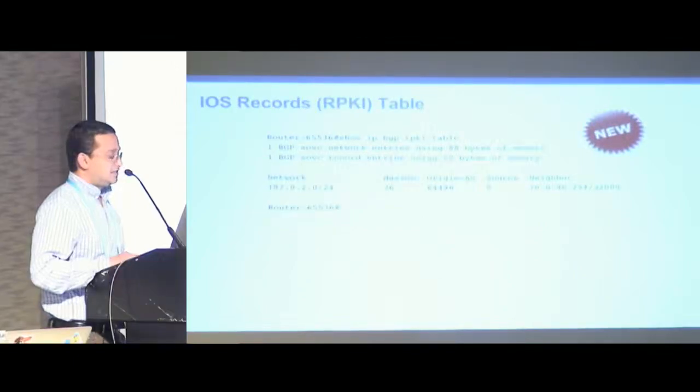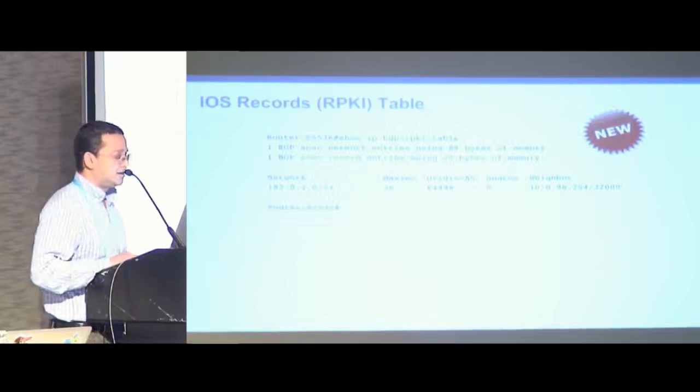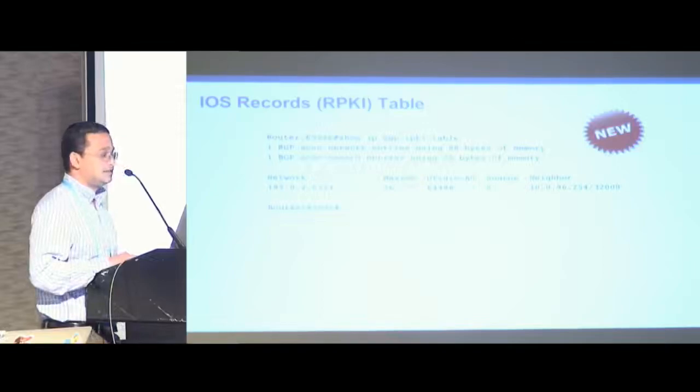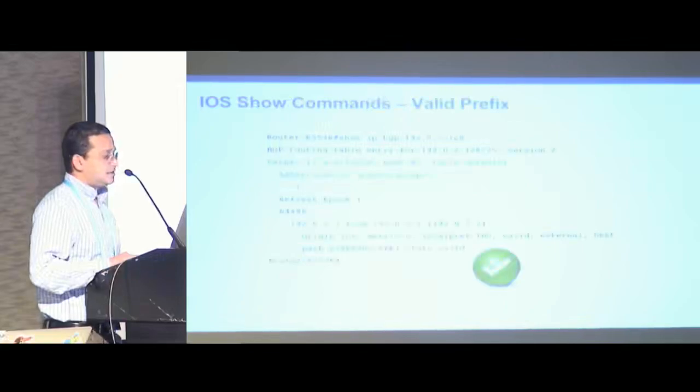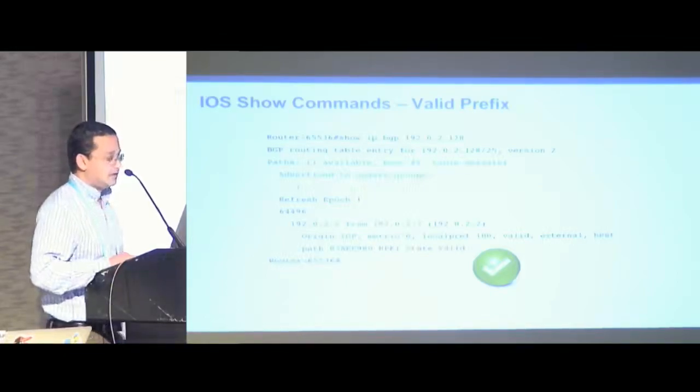So we have support to basically display the RPKI database that is built as a result of downloading the rows from the cache validator. So this is in form of the network and max length that was talked about earlier, and the corresponding origin AS that is authorized to advertise this prefix. So the show commands into the prefix output, the route output is enhanced to display the RPKI state. So for this particular route output, there is a covering ROA entry in the RPKI database, and the origin AS matches, hence the RPKI state is valid. And that is reflected in the prefix output.